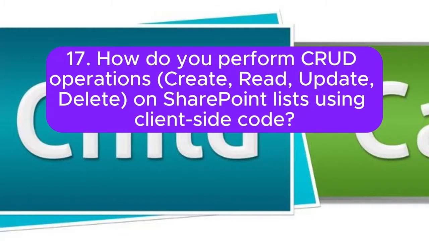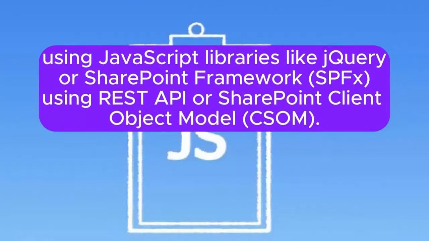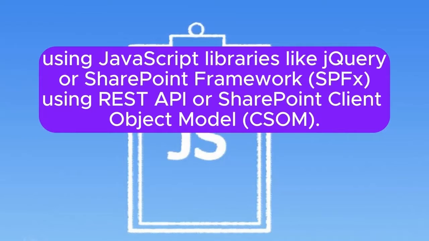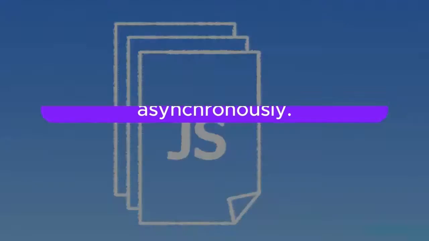17. How do you perform CRUD operations: create, read, update, delete on SharePoint lists using client-side code? Answer: CRUD operations on SharePoint lists can be performed using JavaScript libraries like jQuery or SharePoint Framework (SPFx) using REST API or SharePoint Client Object Model (CSOM). Developers can use AJAX requests to interact with SharePoint data asynchronously.